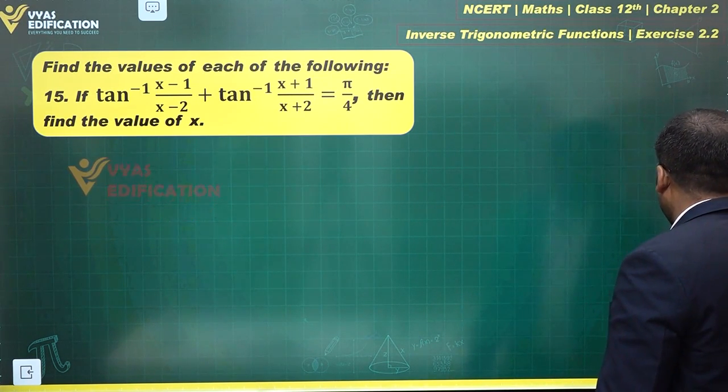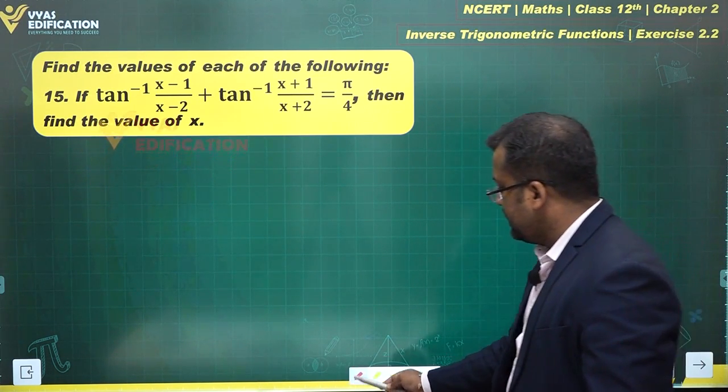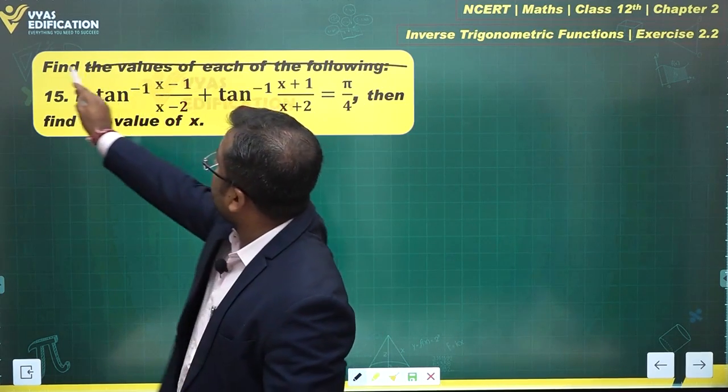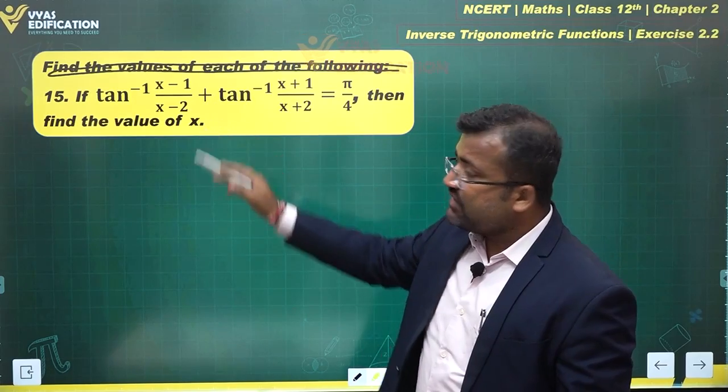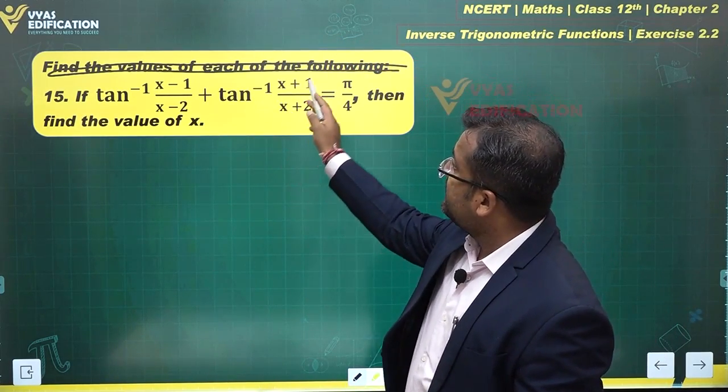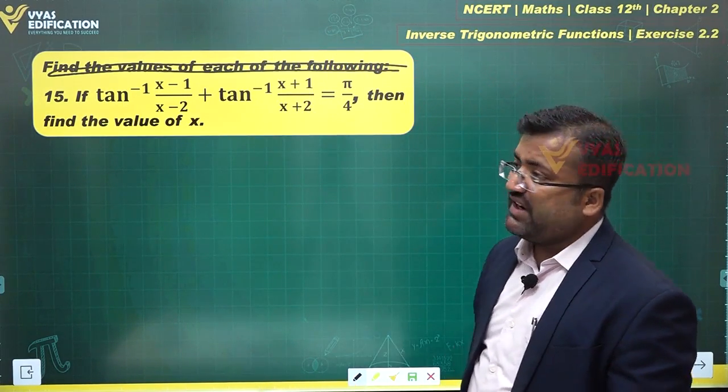Just a minute, this line is not a part of the question. You're given that if tan inverse of x minus 1 upon x minus 2 plus tan inverse of x plus 1 upon x plus 2 is equal to pi by 4, then find the value of x.